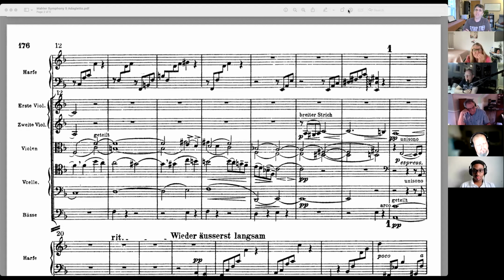Okay. And I just wanted to point out that this is a really hard piece to play because of the long lines, and it's so tender, it falls apart very easily. So as an orchestra, it's really hard. Yeah, no, I believe it. Cool.